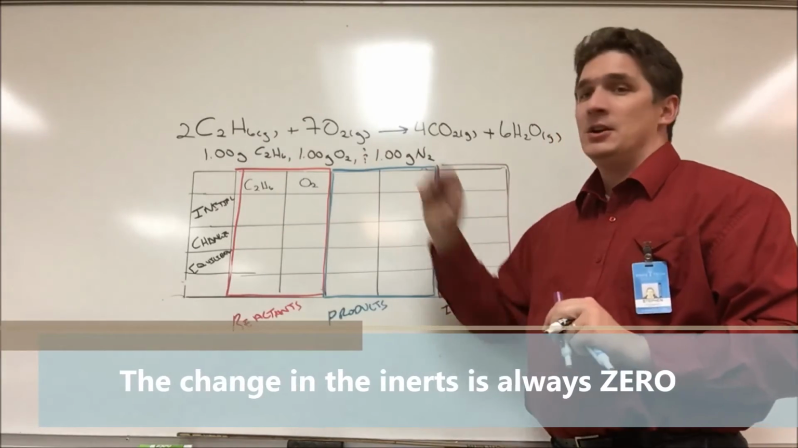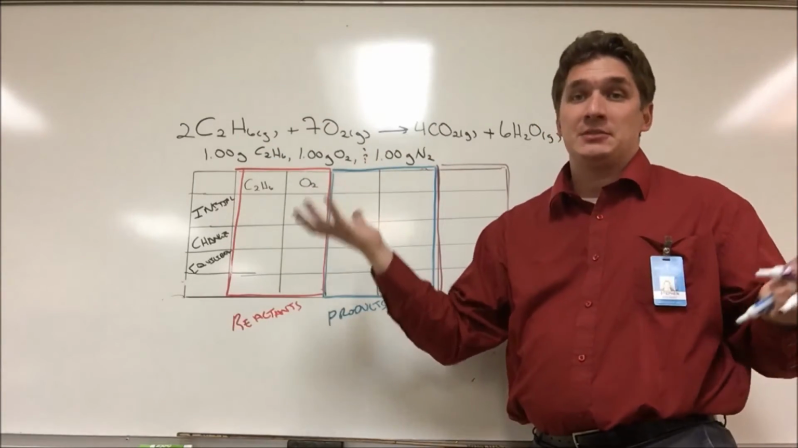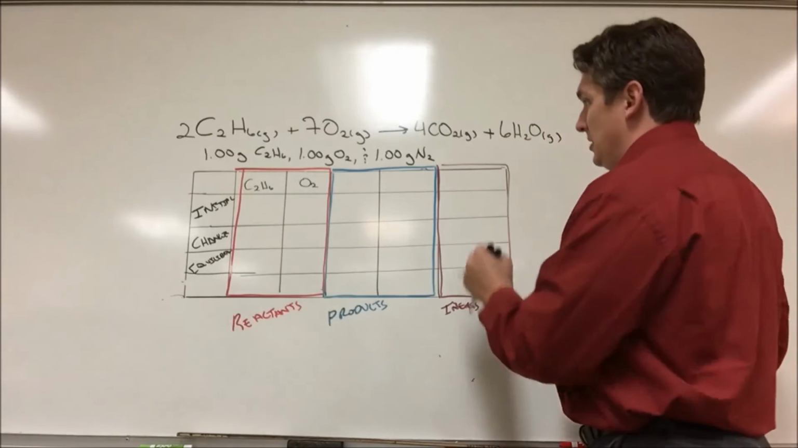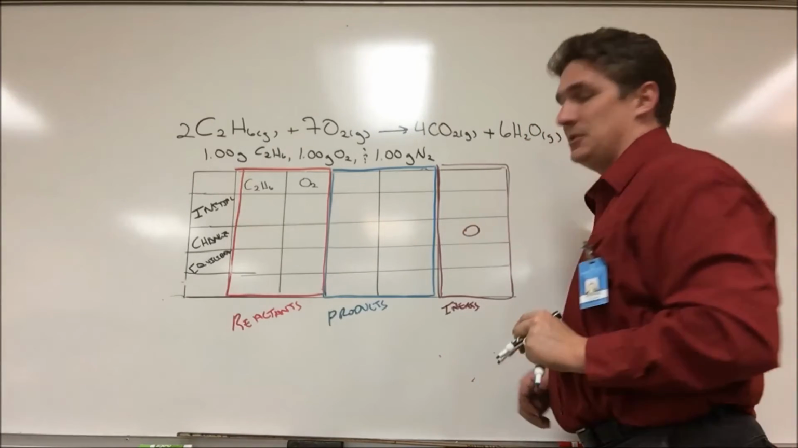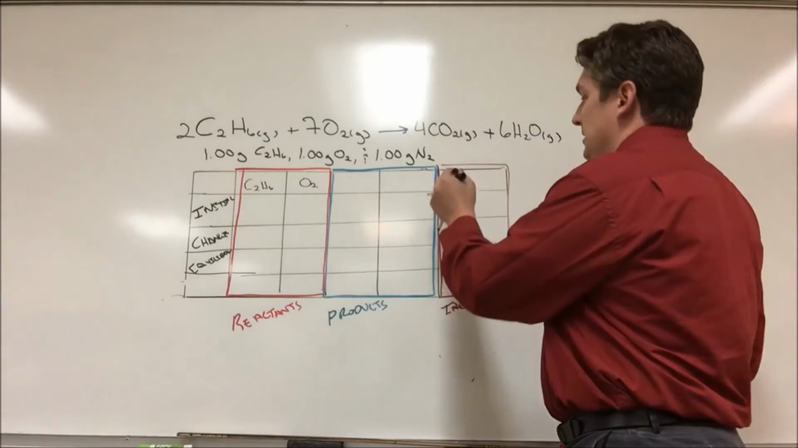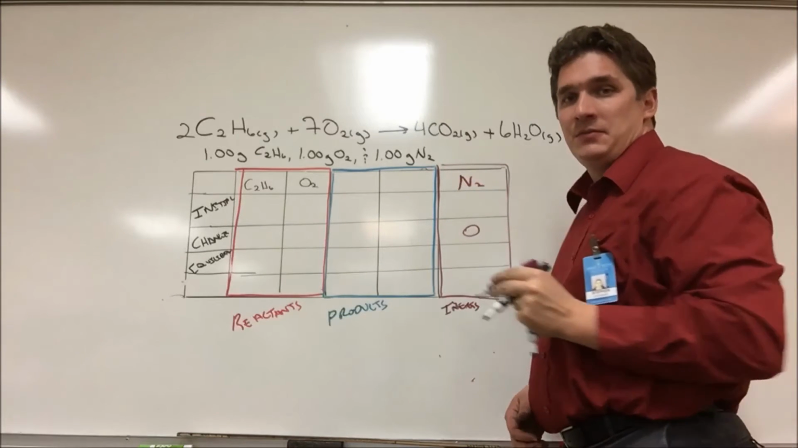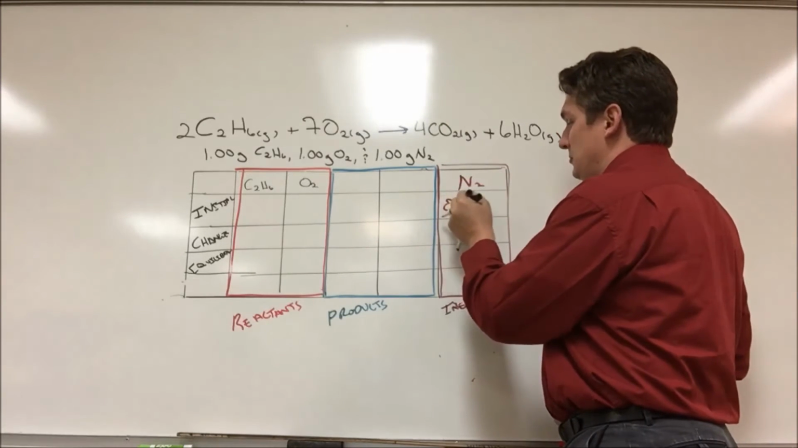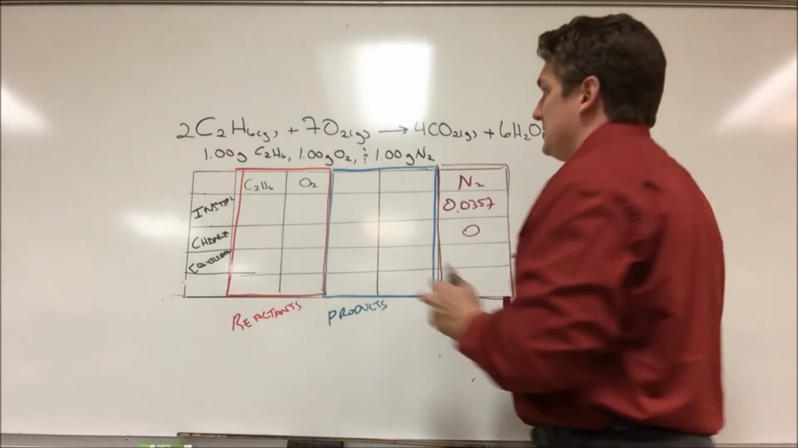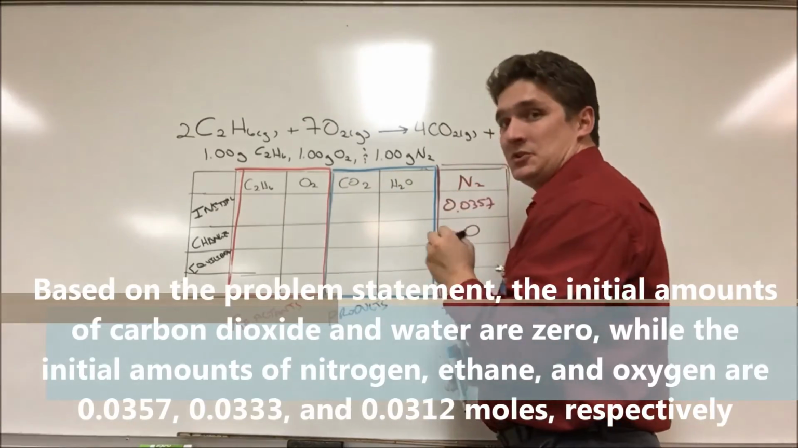So I said here we've got 1 gram of N2. Well, nitrogen is not shown anywhere in our reaction, so it's not going to react. We're going to finish with as much nitrogen as we started with. So our change here for the inerts is always going to be 0. Now, let's look at our nitrogen. We start with 1 gram of nitrogen, our inert. This converts to 0.0357 moles of N2. In terms of our products, CO2 and H2O, we don't start with either.